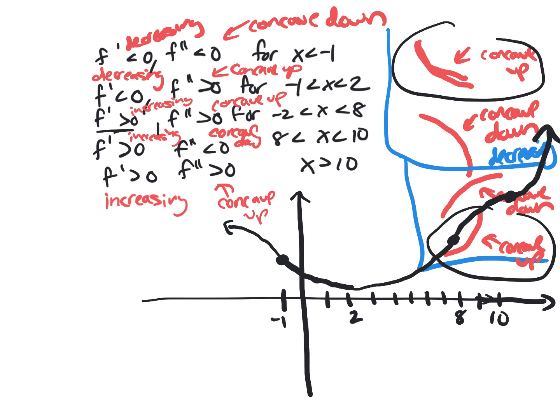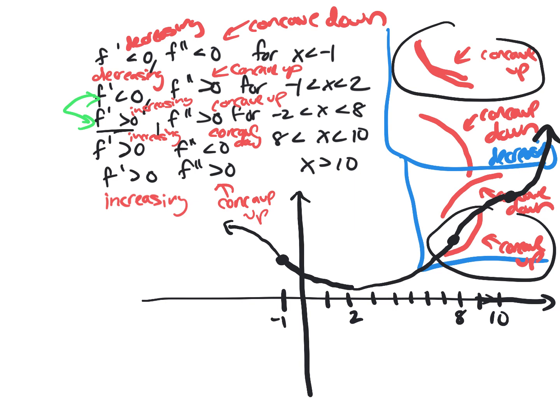Anytime you see a switch in the sign of the second derivative, that means a change in concavity, so that means an inflection point. It's changing from frowning to smiling or vice versa. And anytime you have a change from increasing to decreasing, and this is if it's continuous, then you're going to have a local max or min.